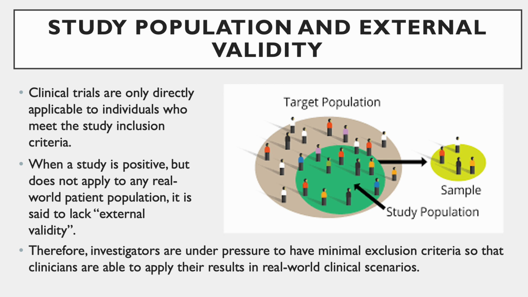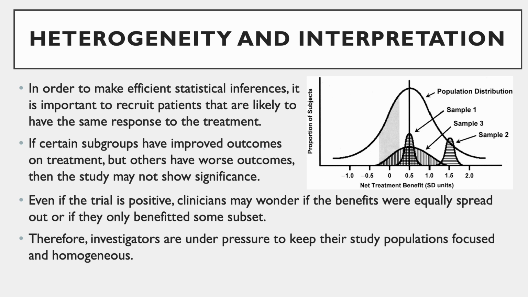Because investigators want us to use the results of their trial, they are under a pressure to have minimal exclusion criteria so that their study population will match the patients that we actually see. In order to make efficient inferences, it's also important for investigators to recruit patients who are likely to have the same response to the treatment. If they recruit a very heterogeneous population with a lot of different subgroups, and some subgroups have improved outcomes and others have worse outcomes, then the end result of the study may not show any significance.